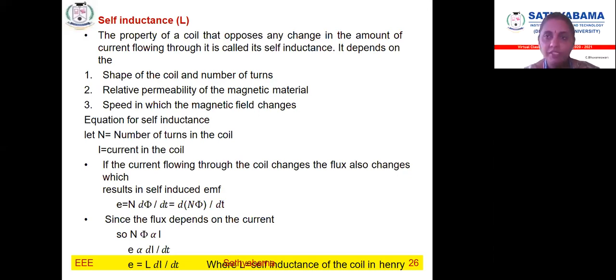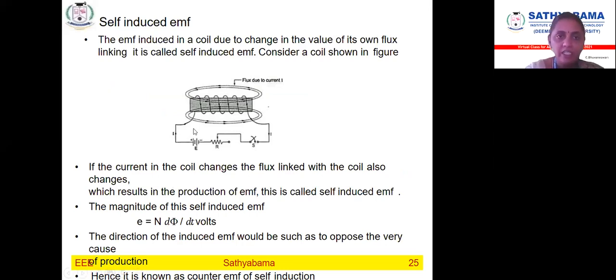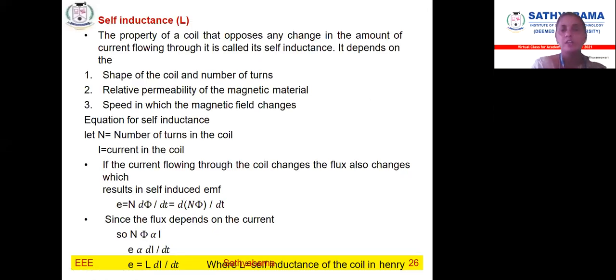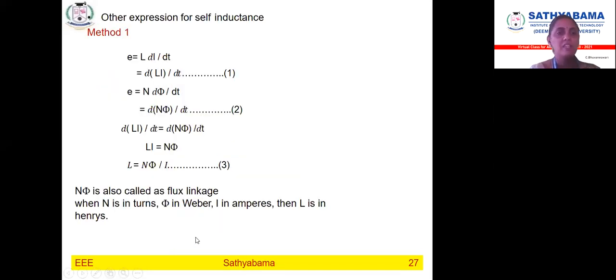Whatever I have derived, the same thing we are going to brush up before going to the next one. Let N be the number of turns in the coil. Assume this coil here has N turns, and the current flowing, let us take it as I. So E is equal to N into d phi by dt. The flux linkage is proportional to I, or E is proportional to di by dt. Equating both, we have E is equal to L di by dt. L is the self-inductance.